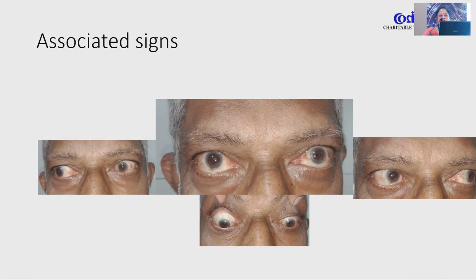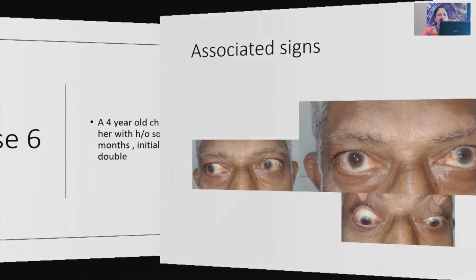And always remember that with diplopia, you have to look at the associated signs as well, like proptosis, like the lid signs. All these also have to be seen, especially as this is the case of a thyroid ophthalmopathy.